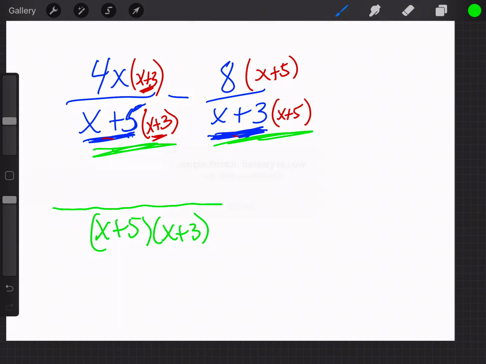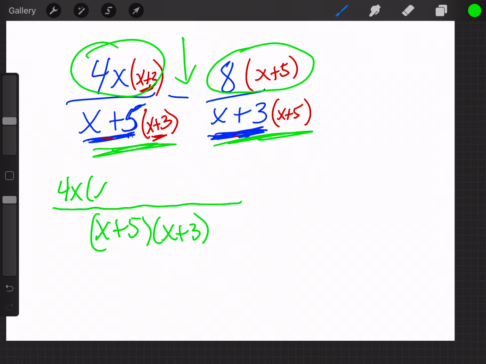So I'm going to keep that as my common denominator, and then we're going to work with the top. Be sure you see right here, this time I tricked you with a minus. So we've got 4x times x plus 2, minus 8 times x plus 5. Now, you don't have to rewrite that, but I am, so you can see I've got my common denominator, and these are my numerators that we're going to have to distribute and combine like terms.